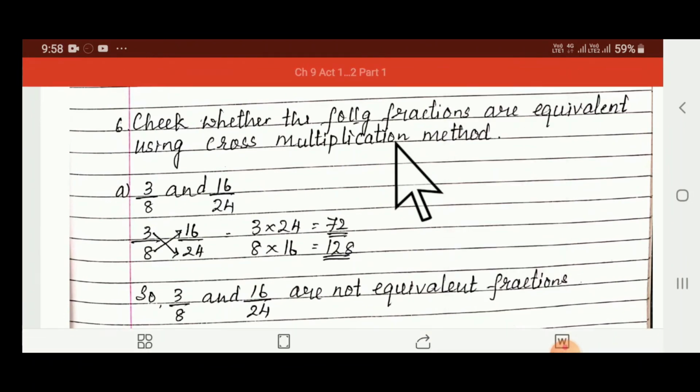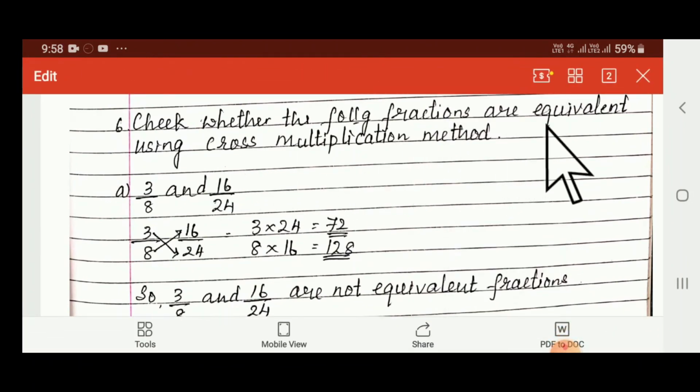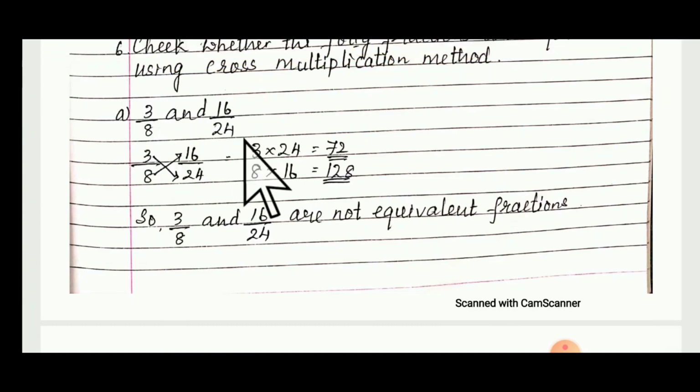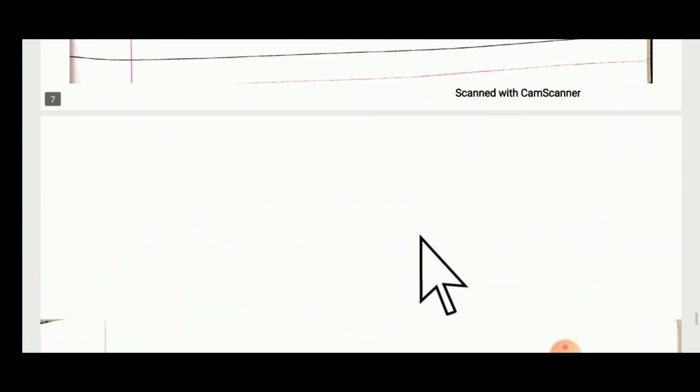The next question is, check whether the following fractions are equivalent using cross multiplication method. 3 by 8 and 16 by 22 is the given fraction. So, put the cross mark. 3 into 22, 8 into 16. They said cross multiplication. So, 3 into 22 it will be 66. 8 into 16 it will be 128. Are they same? No. 66 and 128. So, these are not equivalent fractions.